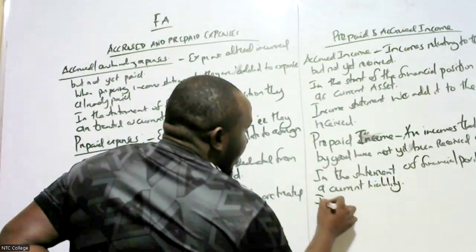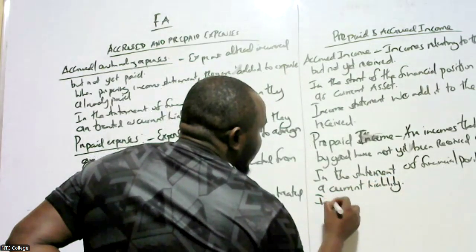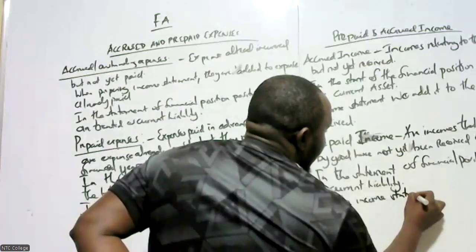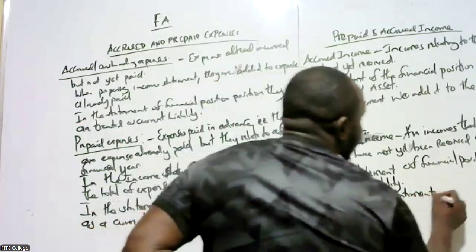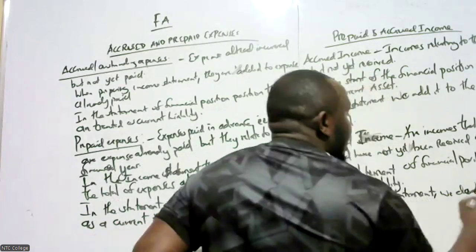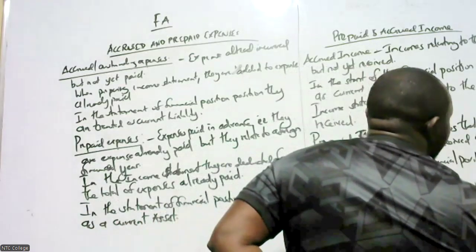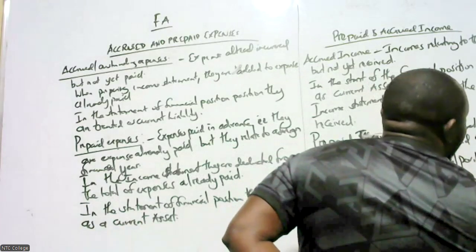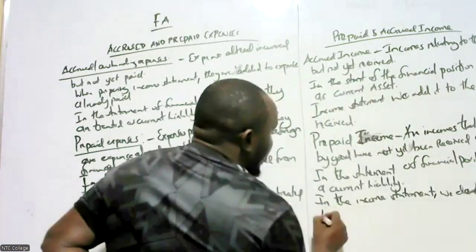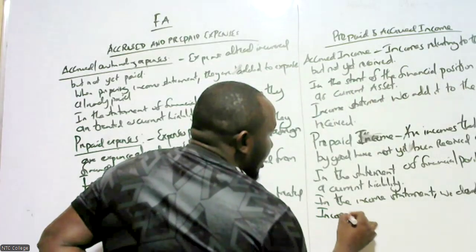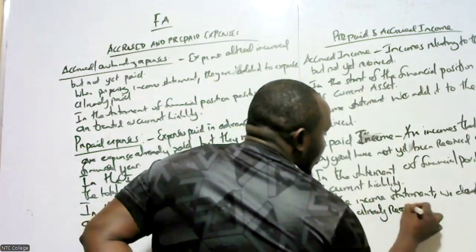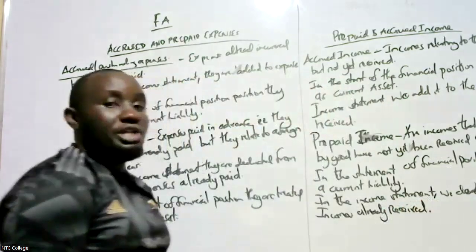And you say in the income statement, we deduct it from the incomes, from the incomes already received. We deduct it from the incomes that are already received.